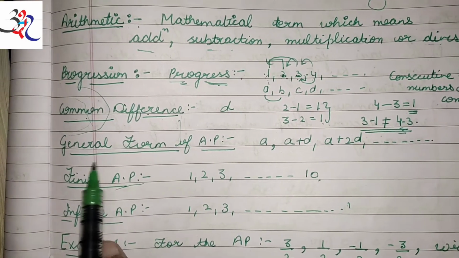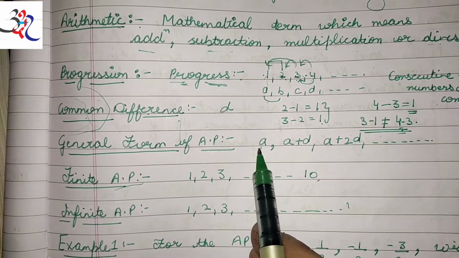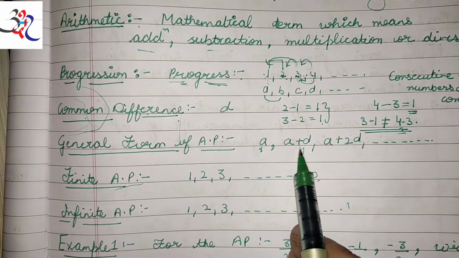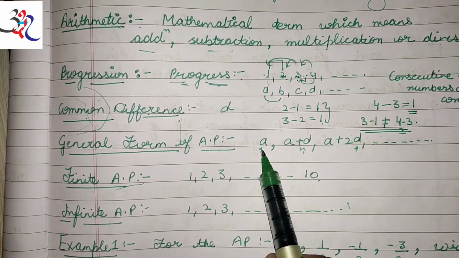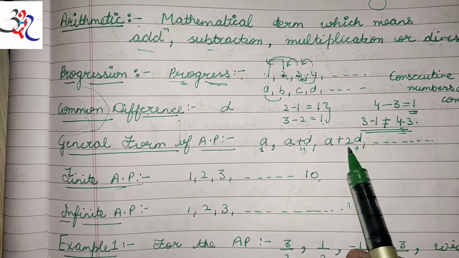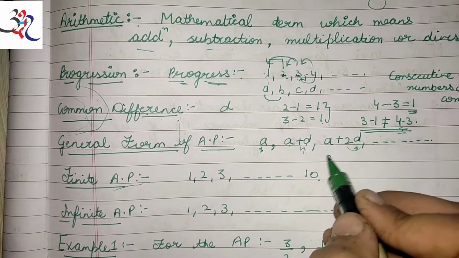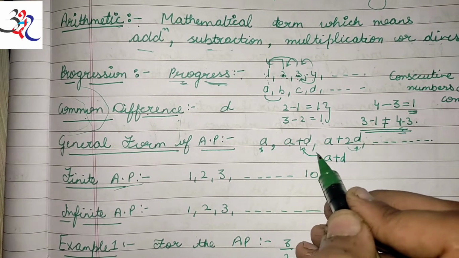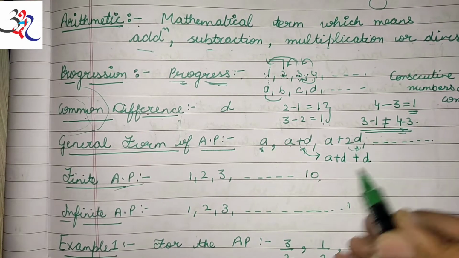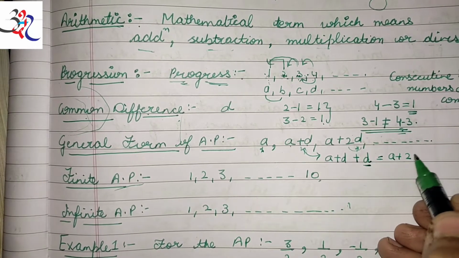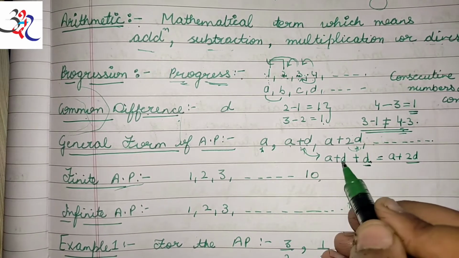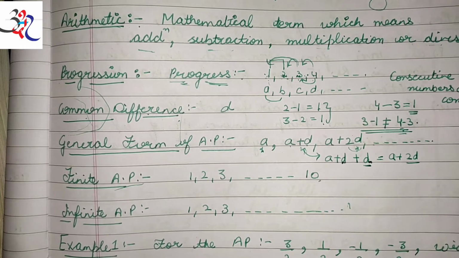So now, what is the general form of AP? In the general form of AP, you can see that I am always adding this common difference to the next term. First term is a, next term is plus d, and the third term is again plus d. a plus d was my second term, and if I add this common difference again to the second term, I will get a plus 2d.